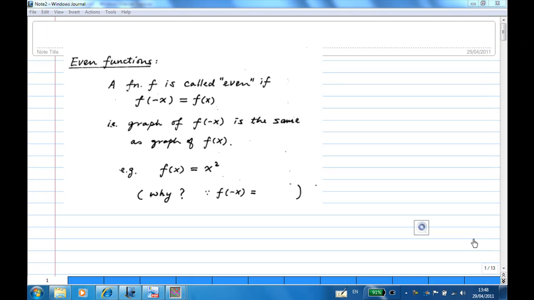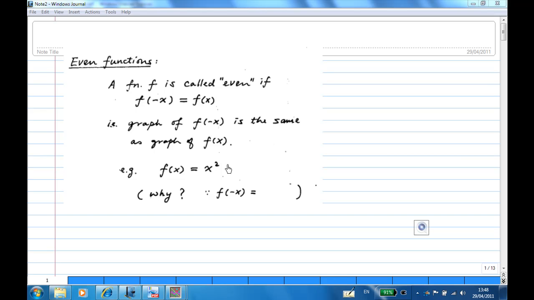In the earlier lesson on part 5 of the video, I talked about reflection in the y-axis. Now this part talks about even functions and odd functions, which are closely related to reflection in the y-axis. We say a function is even if f of minus x is equal to f of x. In this case, the graph of f of minus x is the same as the graph of f of x. For example, f of x equal to x squared is an even function.